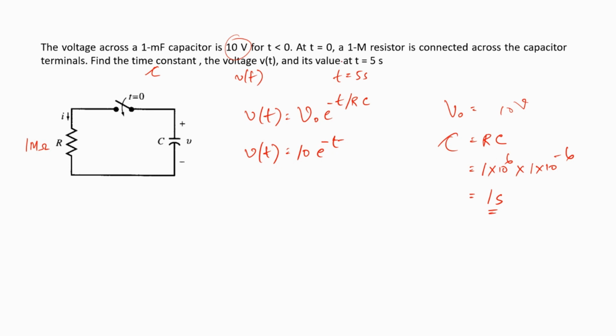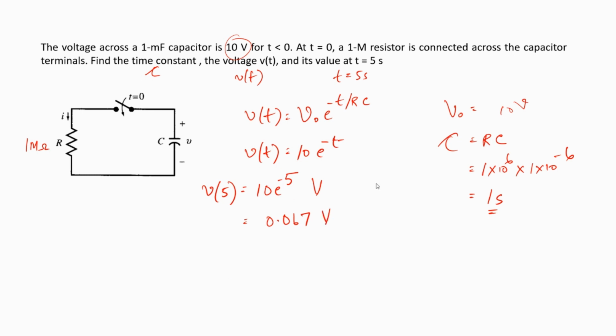We need to now find out the value of V of t for t is equal to 5. So V of 5 should be equal to 10 e power minus 5. So when we substitute this value, what we get here is 0.067 volts.